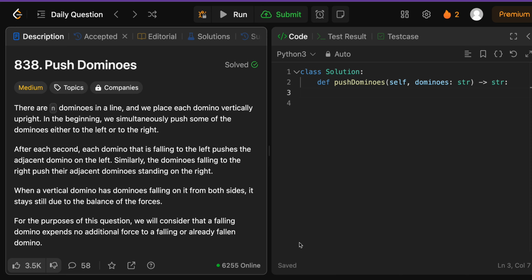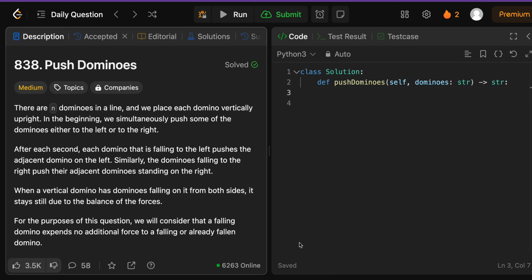Hey everyone, welcome back, and today let's solve LeetCode problem 838 titled Push Dominoes. So there are n dominoes in a line, and we place each domino vertically upright, where in the beginning we simultaneously, meaning at the same time, push some of the dominoes either to the left or to the right.